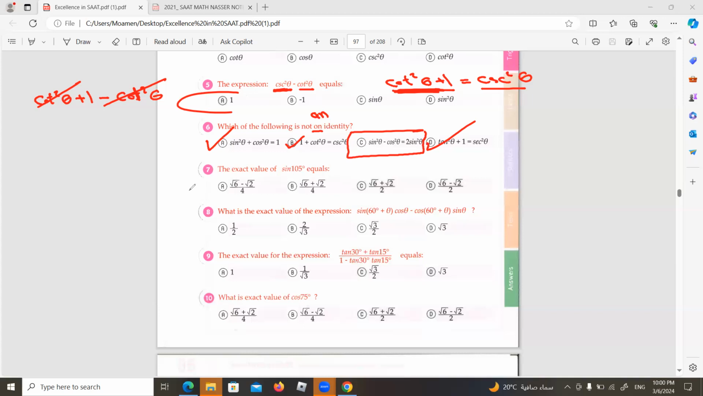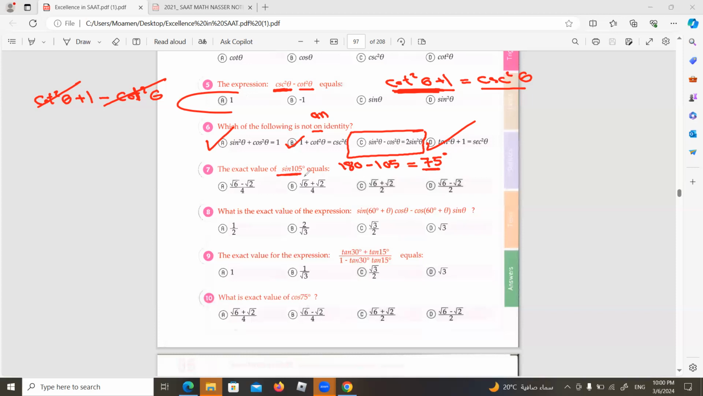Mr., sine 105. Yesterday, when we had this problem, I used the reference angle: I just get 180 minus 105, which gives 75. But 105 or 75 is not one of the famous angles. Not 60, not 30, not 45, not 90, not 180, not 0, not 360. So what shall I do?